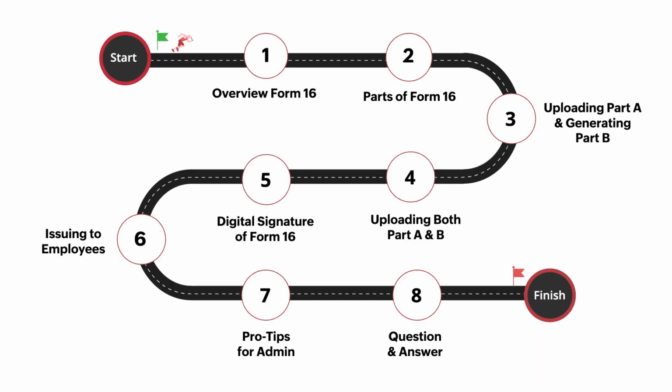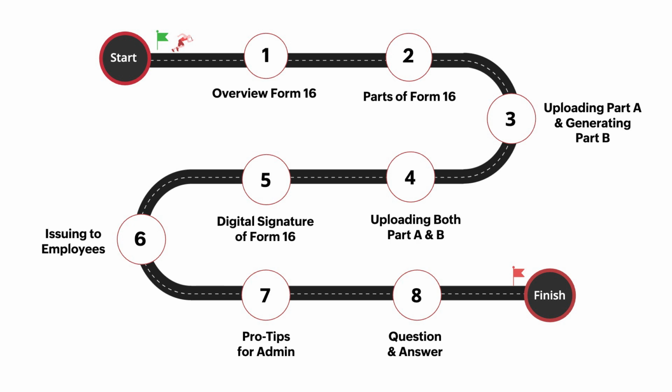So let me start off by stating the agenda for today. We will give you an overview of what Form 16 is and what it is required for, followed by the different parts of Form 16. We will then see how we can upload Part A and generate the Part B from the system. And we'll also look into another scenario where both Part A as well as Part B can be uploaded into the system. As a next step, how you will be able to digitally sign and publish it for your employees. Finally, we will look into some key points to remember before you initiate the process. Towards the end, we will have a Q&A session to answer any queries regarding Form 16.